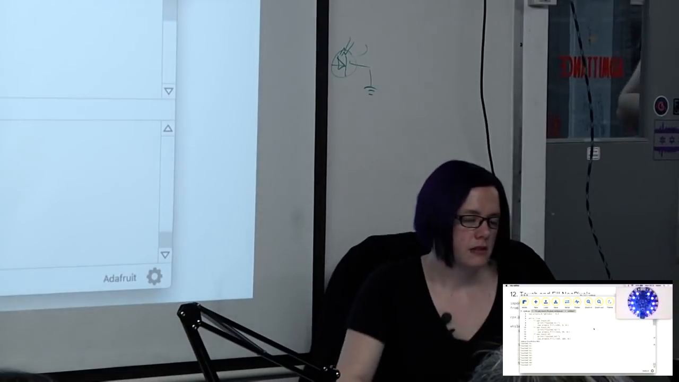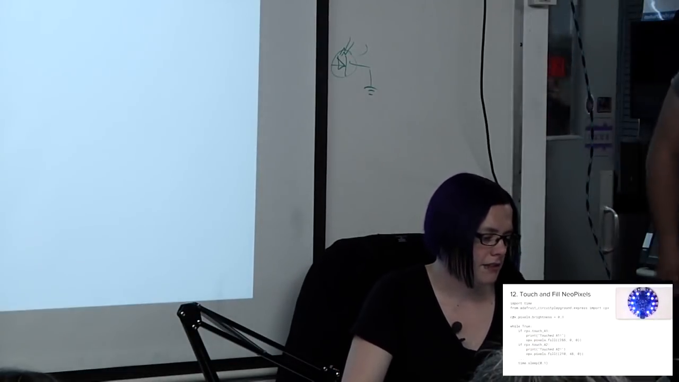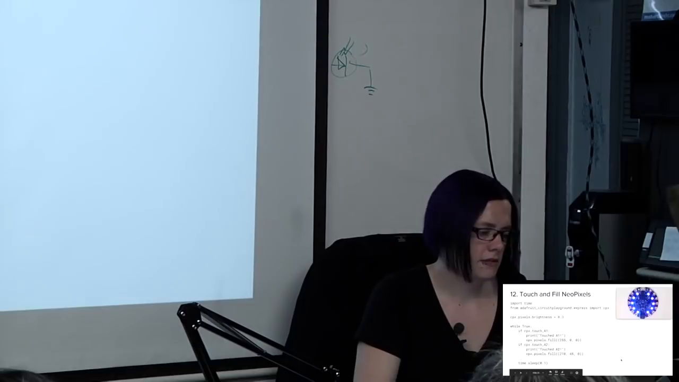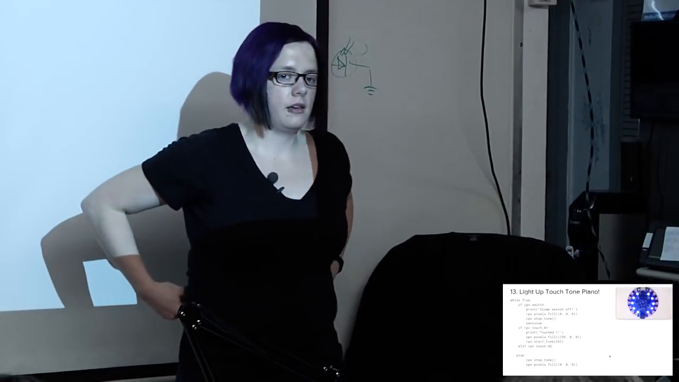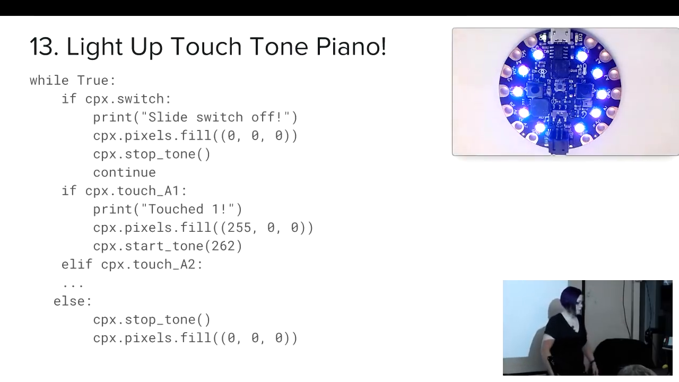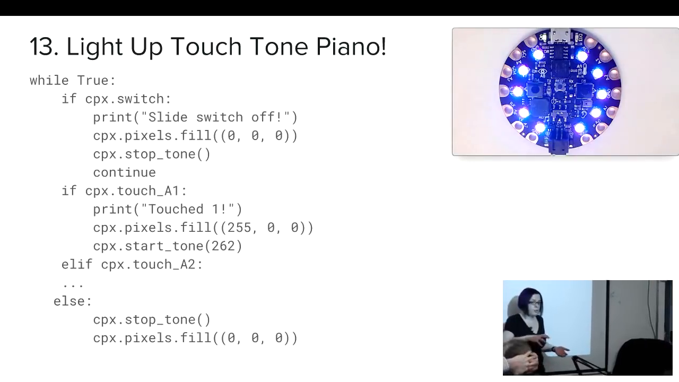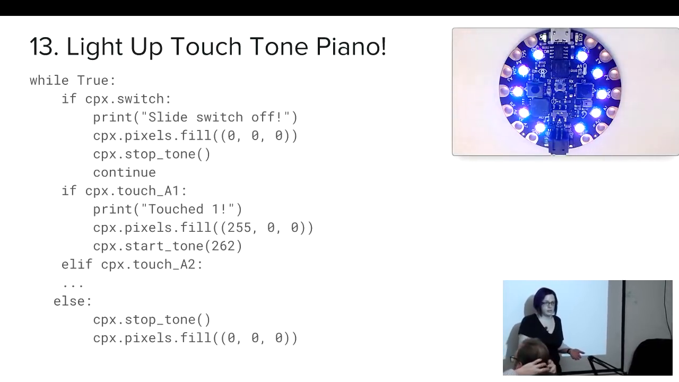All right. So now let's take a look at our very last piece of code, which combines everything that we've done. And we're going to make a light up touch tone piano. So the first thing that we do is we add a way for it to stop making noise. And the reason that this is at the very beginning of this piece of code and is so important is because when I was writing this code, which was actually the first project that I ever did, every time I would pick up the board to do anything, it was making noises and it was the most annoying thing ever.